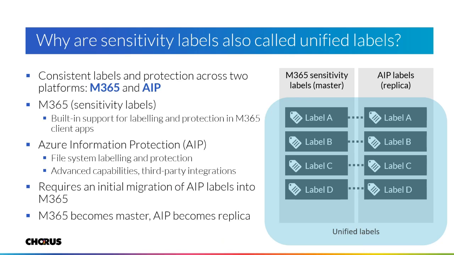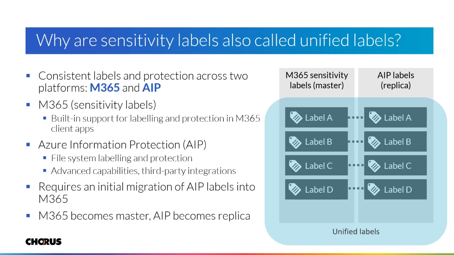AIP gives us some more sophisticated labeling capabilities. It lets us label and protect things on the file system, on network drives. It can integrate with third-party systems, so various cloud storage providers, and extend protection to those apps as well. Unified labels basically means that we're using the same set of labels across both solutions.